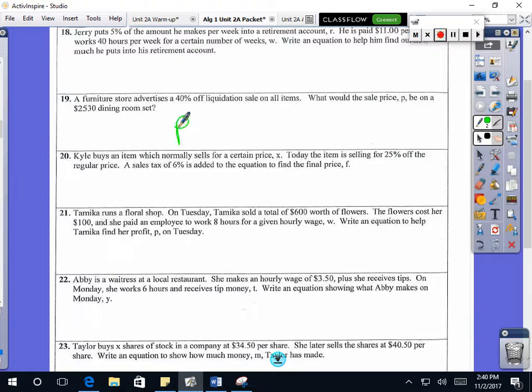Okay, look. The price would be the starting set. So $2,530. Right, but then what are you going to do to that amount? Multiply it by 0.40. No. Subtract it by 0.40. You have to subtract off the price, and that price is multiplied by the 0.40. Okay? You have to consider the original price and subtract off 40% of that price.